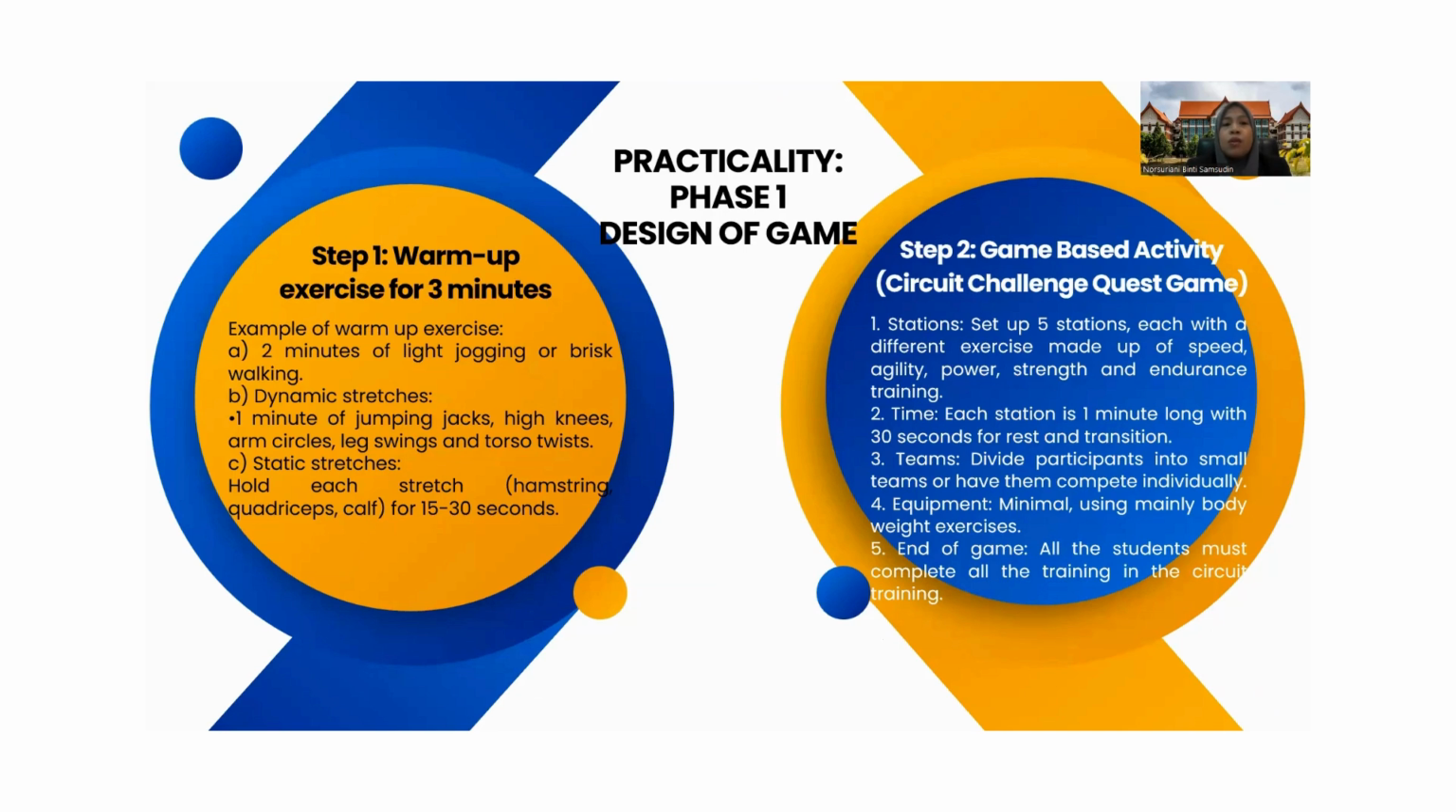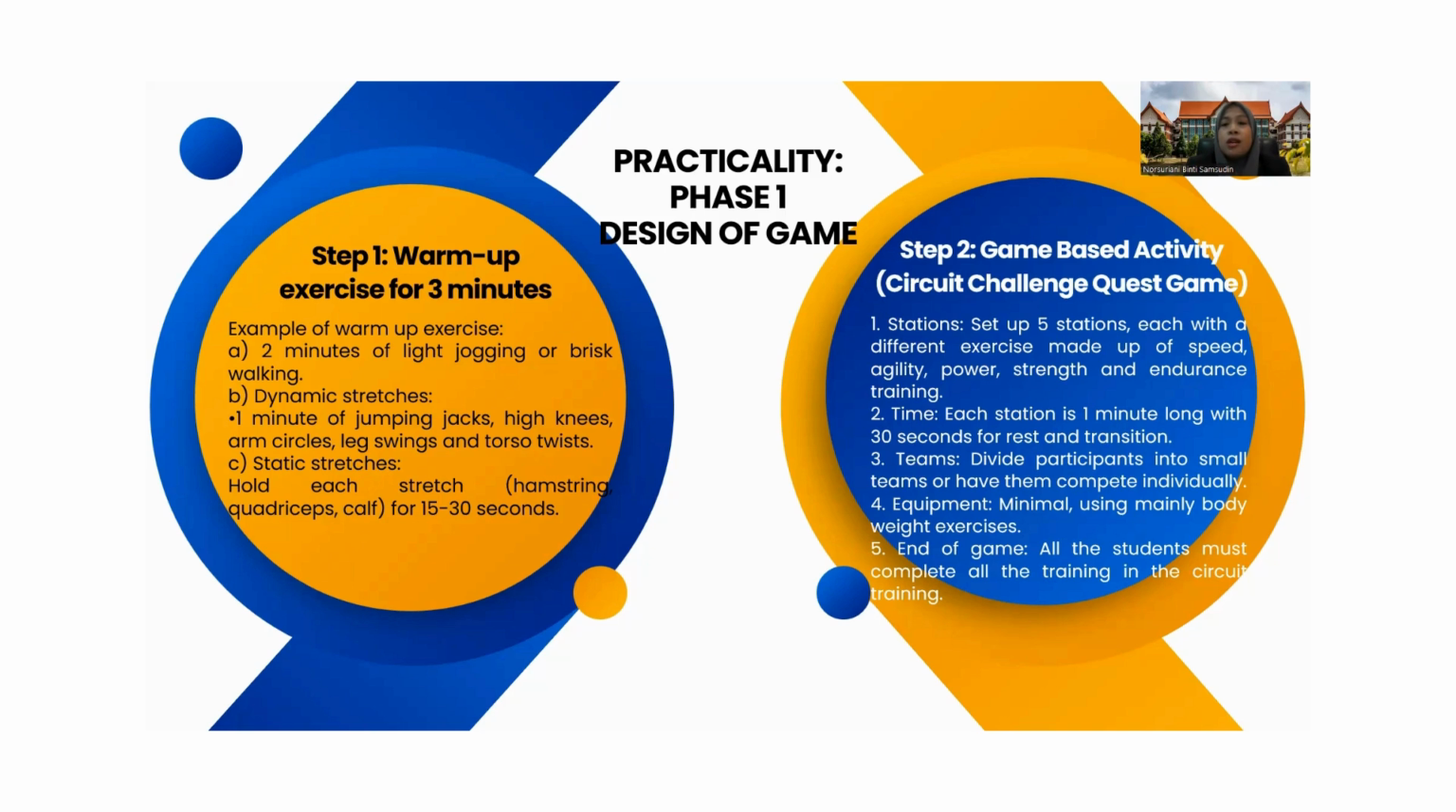The first step is a warm-up exercise that takes 3 minutes. The second one is the game-based activity, known as the Circuit Challenge Quest game, which involves 5 stations made up of different exercises such as speed, agility, power, strength, and endurance training. Each station involves 1 minute and 30 seconds for rest and transition.